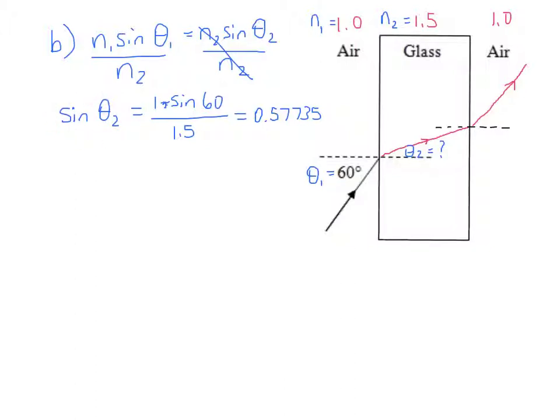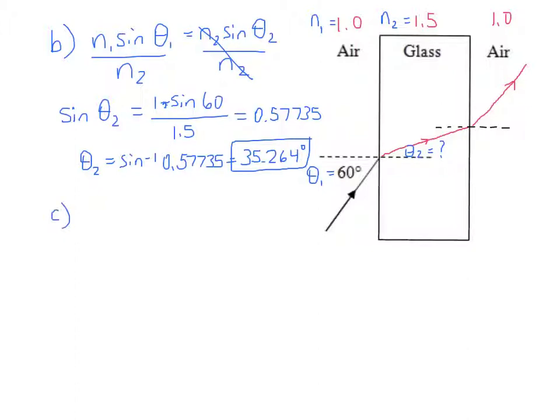So if I want to get theta 2, I would just take the inverse sine of that. The inverse sine of 0.57735 is equal to approximately 35 point, and I'll give this one a few decimal places as well, 264 degrees. So that's the angle it makes with the normal once inside the glass. Then the light emerges on the other side. It comes out into the air.